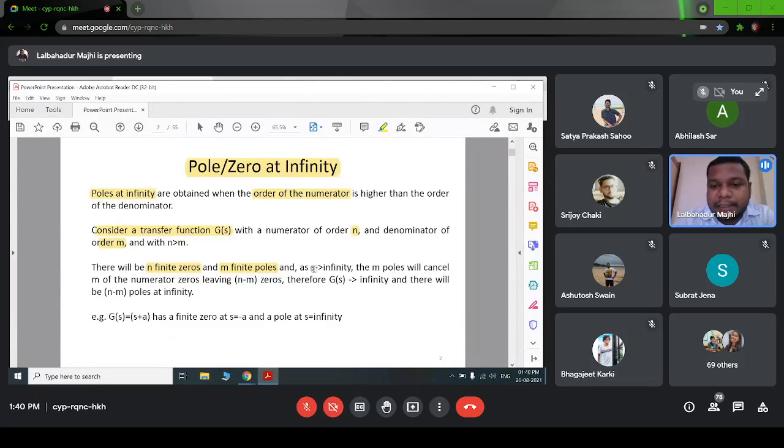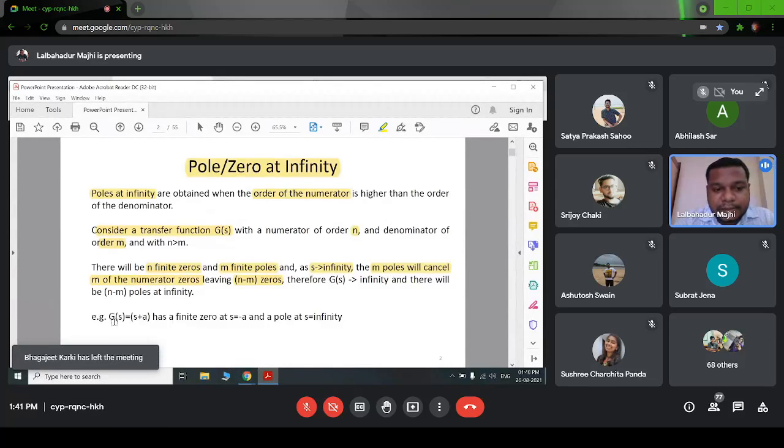As s tends to infinity, the m poles will cancel m of the numerator zeros. So there will be n minus m zeros left. Therefore, as s tends to infinity, there will be n minus m poles at infinity. That means the number of poles and zeros will always be the same.